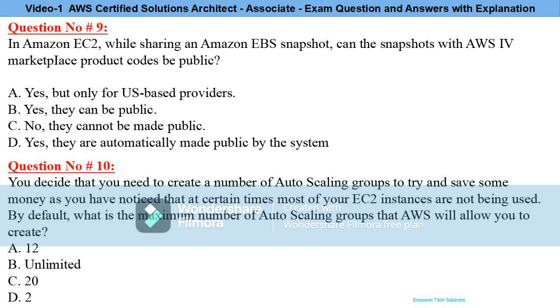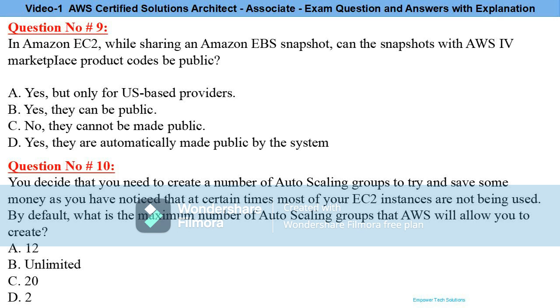In Amazon EC2, while sharing snapshots, can a snapshot with AWS Marketplace product codes be public? The answers: yes, but only for US-based providers; yes, they can be public; no, they cannot be made public; or yes, they are automatically made public by the system.